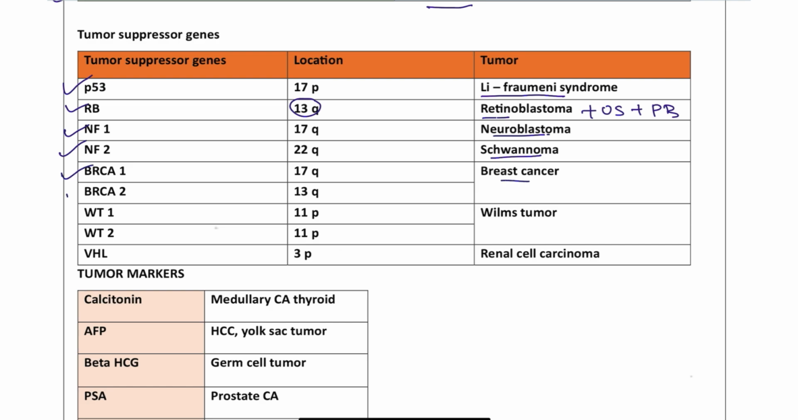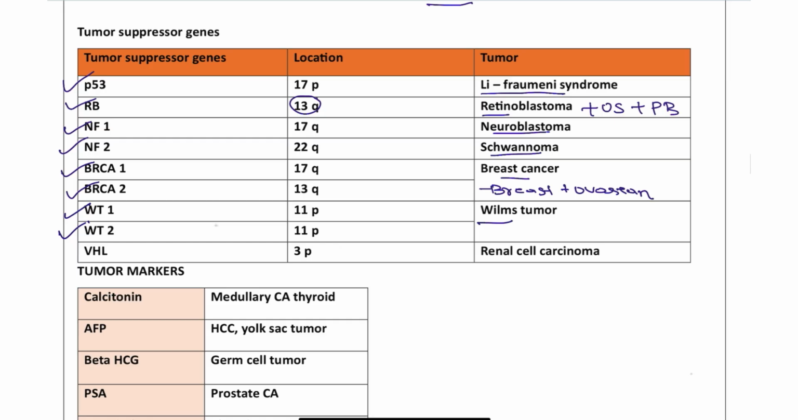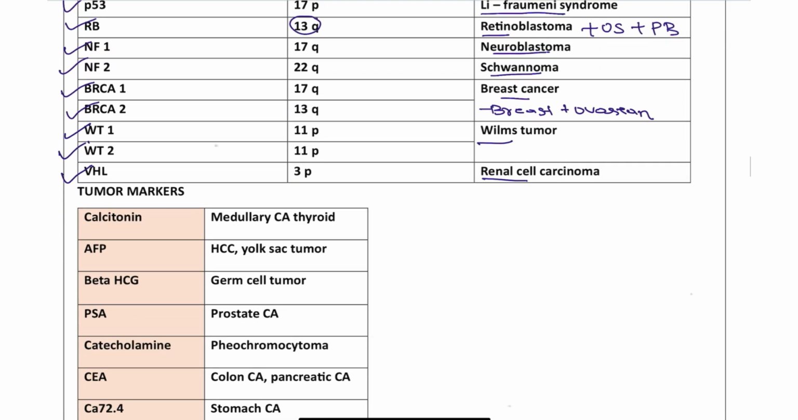BRCA1 is for breast cancer, BRCA2 is for breast cancer and also ovarian cancer. WT1 or WT2 is for the Wilms tumor, VHL von Hippel-Lindau syndrome is for the renal cell carcinoma.